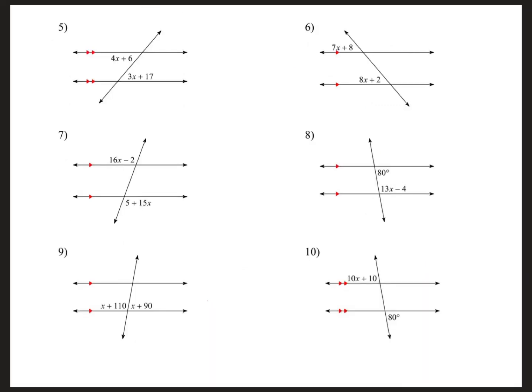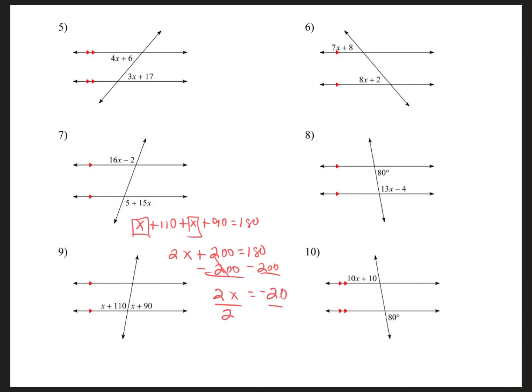The last one I'm going to do is number 9, where we have x plus 110 and x plus 90. Together they total 180. So it's x plus 110 plus x plus 90 equals 180. 2x plus 200 equals 180. We're going to subtract 200 from both sides. 2x equals negative 20. Divide both sides by 2. X is equal to negative 10.